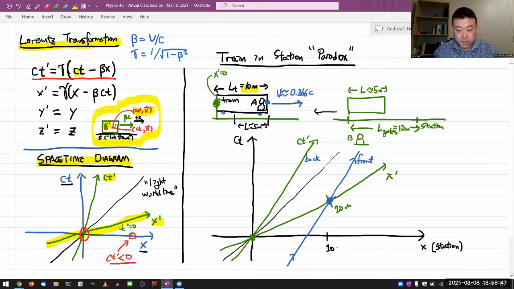So let me draw the world lines of these gates. The back gate, the left side gate here, is going to be at x equals zero, and it's just going to stay there for all time. The world line for this basically goes along the CT axis, kind of boring. It's just a vertical line, maintaining the same x value forever. And actually the same thing for the right side gate.